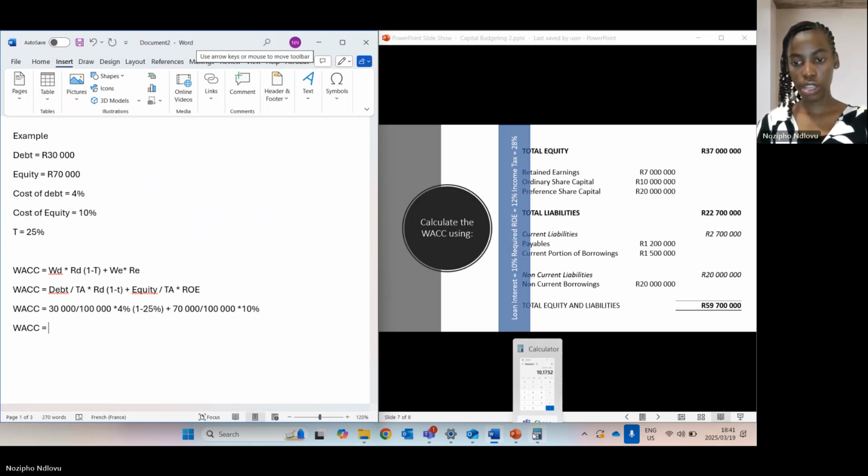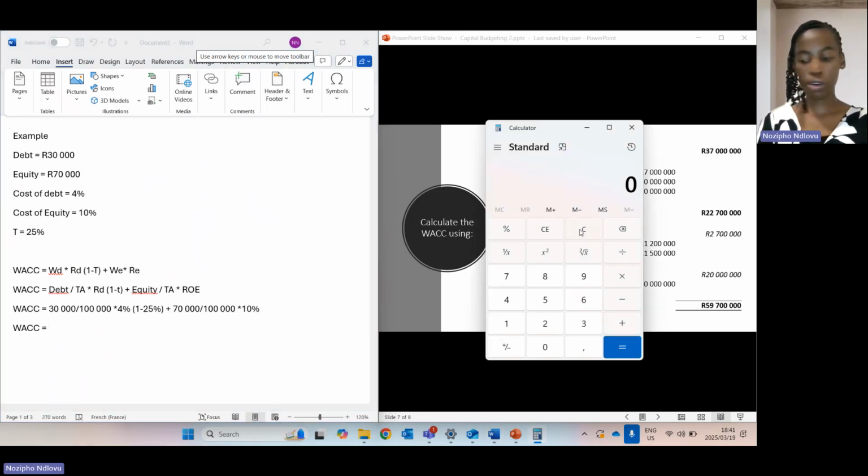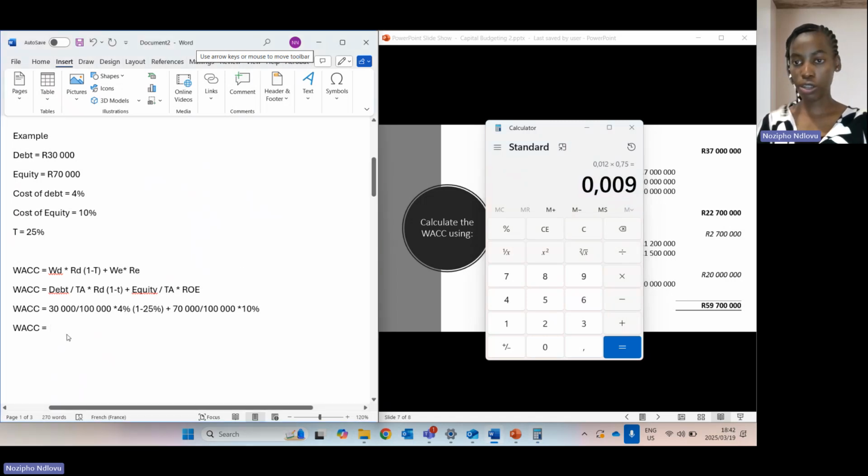Okay, let me get my calculator. So how do we go about this? 30,000 divided by 100,000. I get my 30%, multiply that by 0.04, which is my 4%, gives me this, and then I multiply that by 0.75. Why is it 0.75? Obviously, if we say 100 minus 25%, it gives you 75. So I already have that to be 0.009. Everything was okay there.